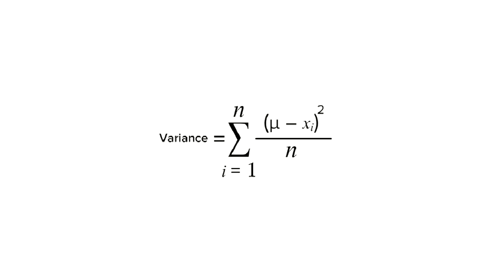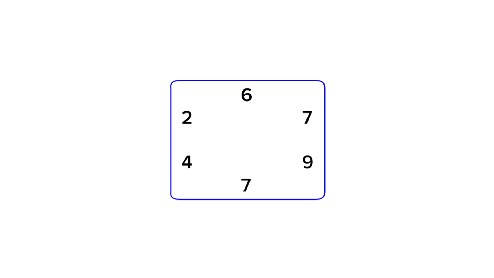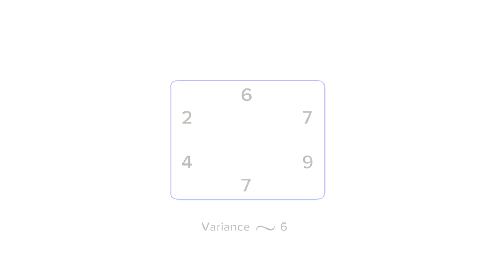This method uses the standard formula of variance to choose the best split that is shown on the screen. Here, x is the data point, mu is the mean, and n is the number of samples. Let's look at this node. If we calculate the variance of this node, it will be somewhere around 6. We will discuss how to calculate the variance shortly in this video.